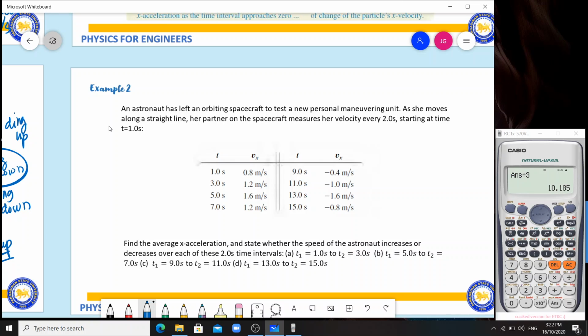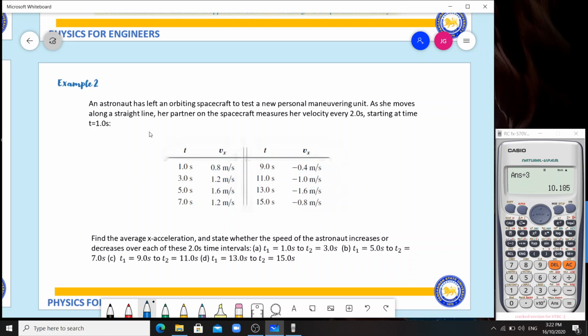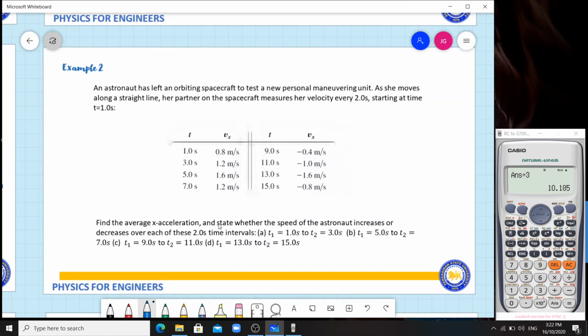Sabi dito is, an astronaut has left an orbiting spacecraft to test a new personal maneuvering unit. As she moves along a straight line, her partner on the spacecraft measures her velocity every 2 seconds, starting at time 1.0 seconds. Okay? So, ito yung values na nakuha niya, data. Find the average x acceleration and state whether the speed of the astronaut increases or decreases over each 2 seconds time interval. So, sa letter A, 1 second to 3 seconds.